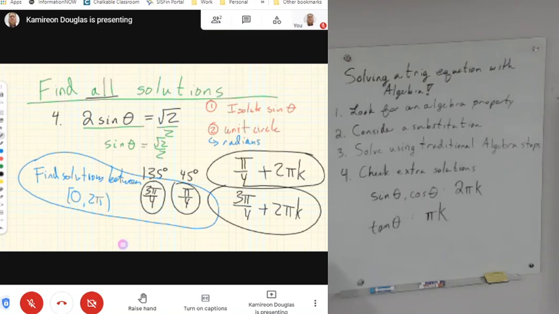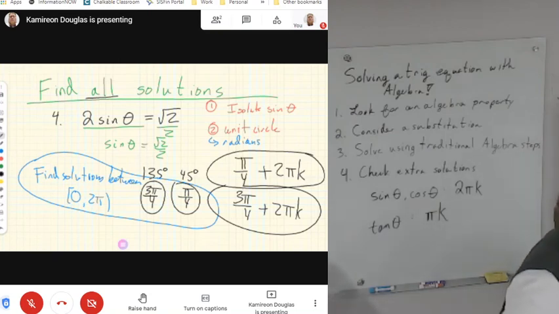Pi over 4 is an answer, but so is 9 pi over 4, 2 pi around that circle. So it would be 17 pi over 4, another 2 pi around that circle. Negative 7 pi over 4, another possible answer. Because anything being added or subtracting 2 pi is a possible answer.